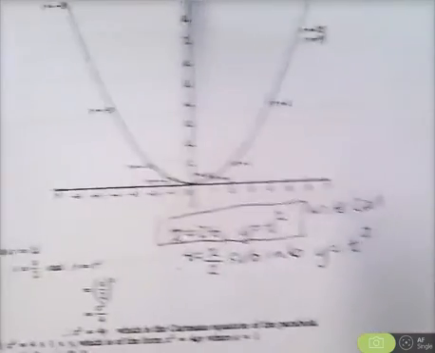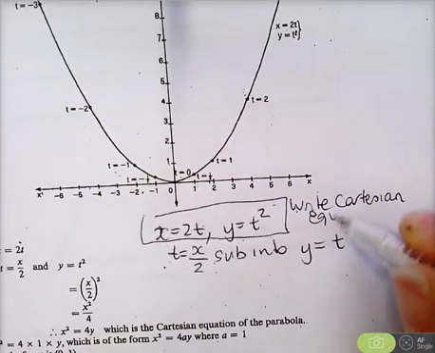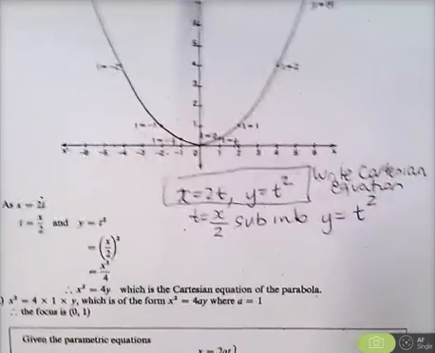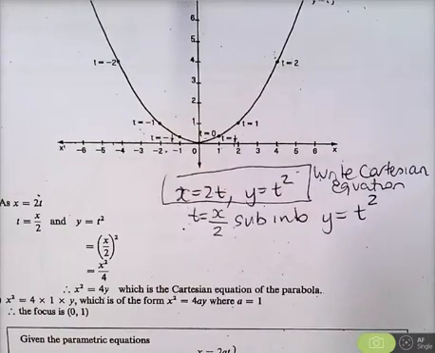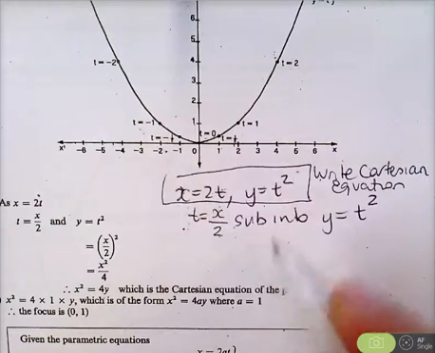So the Cartesian equation does not include t's. It's only got x's and y's. The Cartesian equation is what you've always seen in terms of y and x. So if you want to write the Cartesian equation, you eliminate the t, you get rid of the t. So make t the subject of this: t is x on 2, and substitute it into y equals t squared.